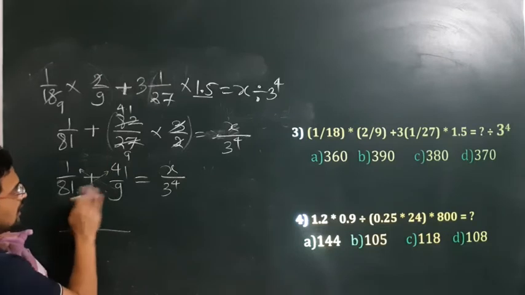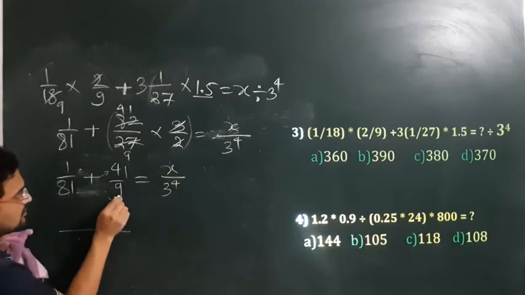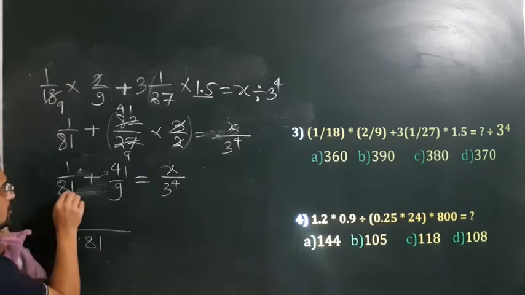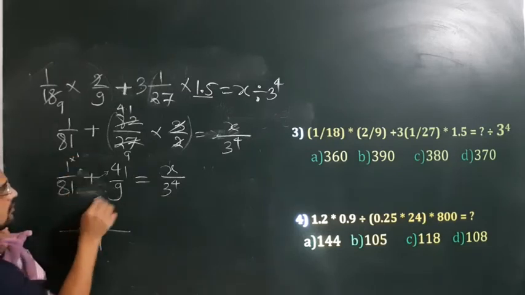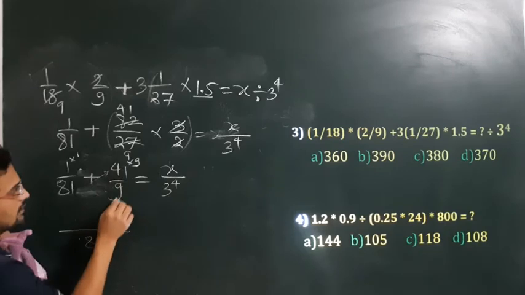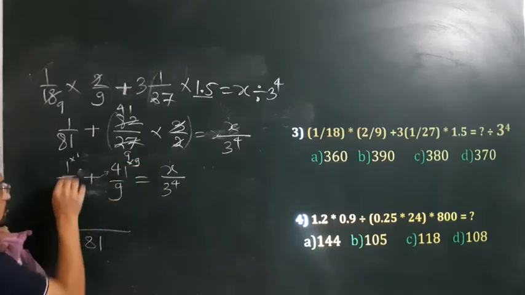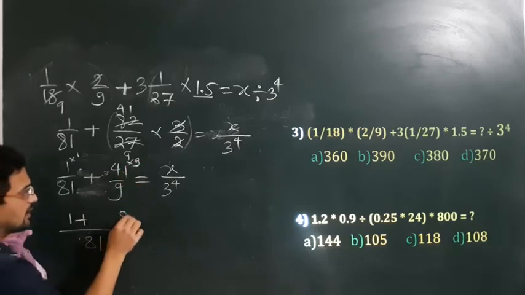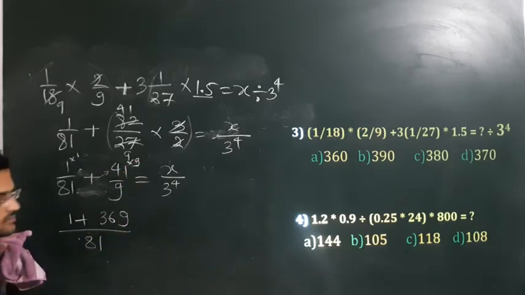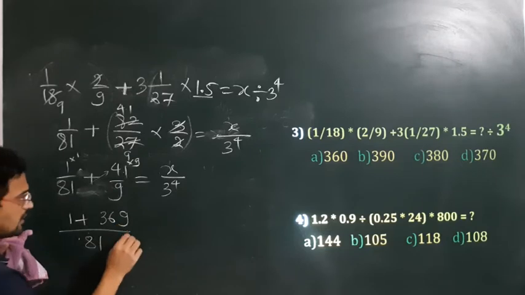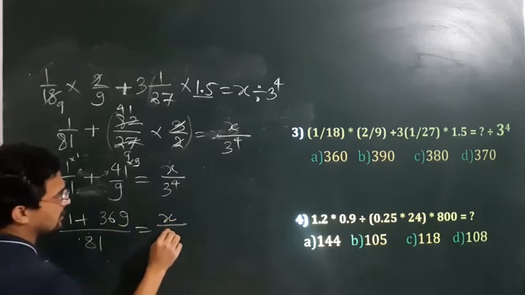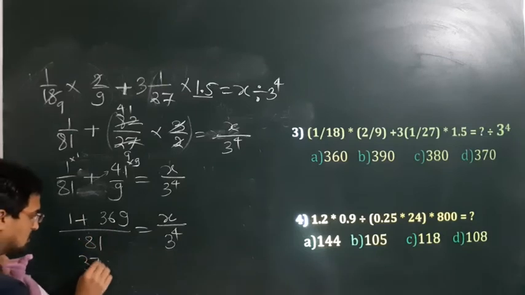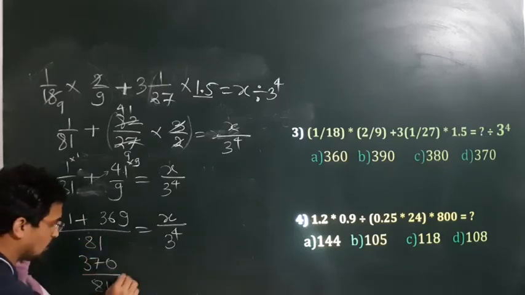So what I will do, I will take the LCM of 81 and 9. For 9 and 81, the LCM is 81. So here it is multiplied by 1, and here it is multiplied by 9, because 9 9s are 81. So 1 plus 41 multiplied by 9, you will get 369, correct? 369 is equal to X divided by 3 raised to 4. So 369 plus 1, you will get 370 divided by 81 is equal to what?